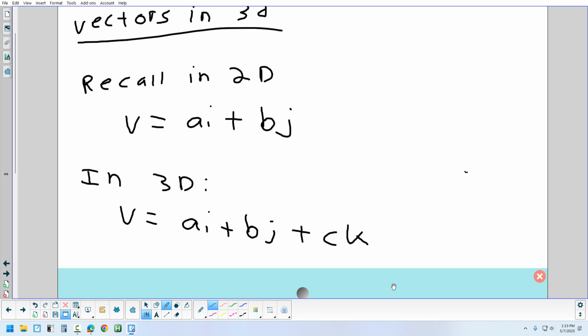Again, if you imagine your axes being like that, this is the XY axis, and that's the Z axis. The a, the b, and the c are components of the vector. Those would be numbers in a problem.